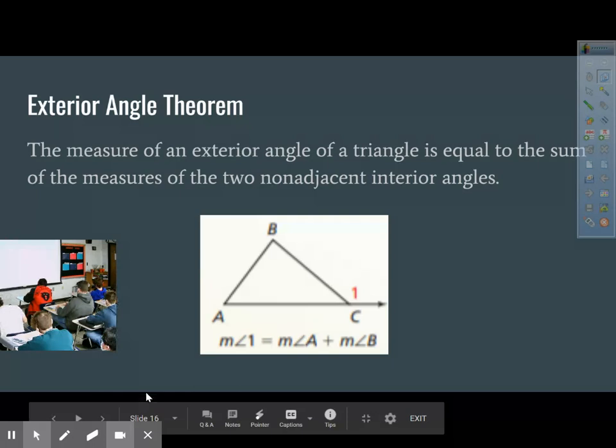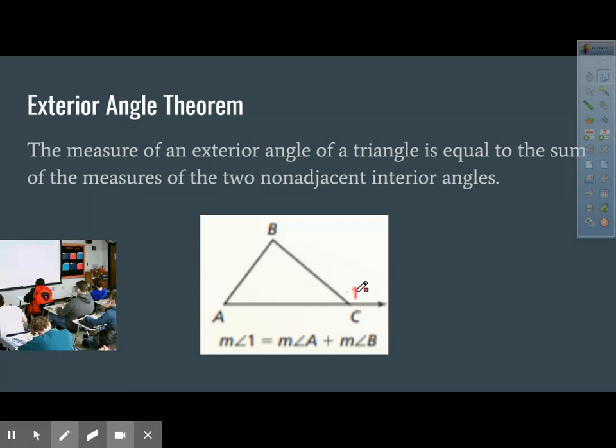Okay. Now, I will show you the reason why. These 2 angles here form a linear pair, which means they have to add up to what? 180. So if this one's 40, what does this one over here have to be? 140. It would have to be 140 because they add up to 180.